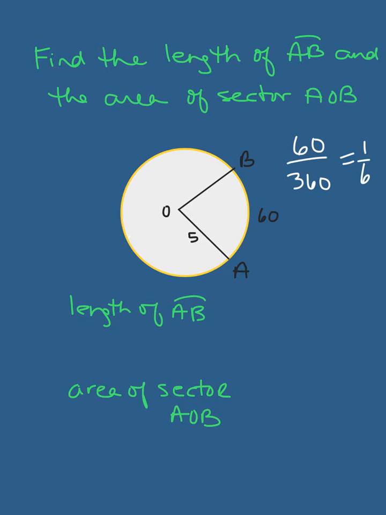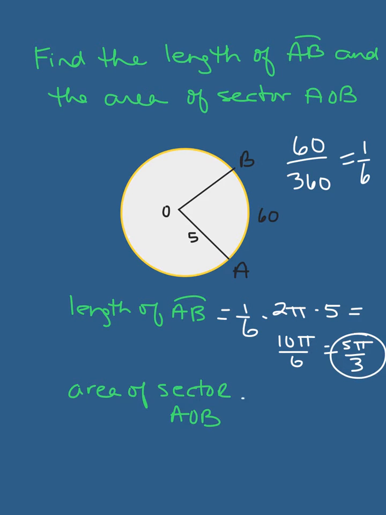Now remember, when I'm trying to find the length of AB, I'm trying to look at the circumference and figure out the fraction that I'm dealing with there. So we already found out that I'm dealing with 1/6 of the circle, and I'm going to multiply that by the formula for circumference, which is 2 pi r. 2 pi and my radius is 5. So I'll simplify that, and I have 10 pi over 6, which simplifies further to 5 pi over 3. So that's the length of arc AB.